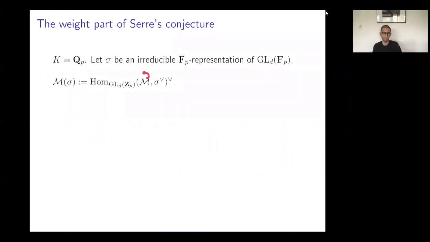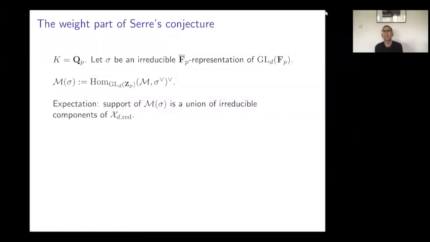This M is supposed to have an action of GL_d(Q_p), and so in particular GL_d(Z_p). Sigma has this action, and so I can just look at this thing. It will follow from the expectations that we have about such a sheaf of representations that the support of this is just a union of irreducible components. So it's not supported on some random set of points. Its support is full dimensional.